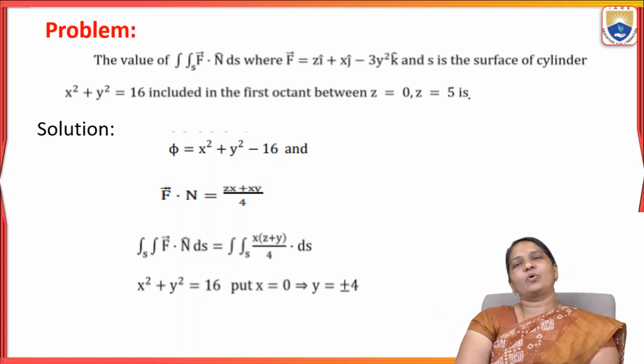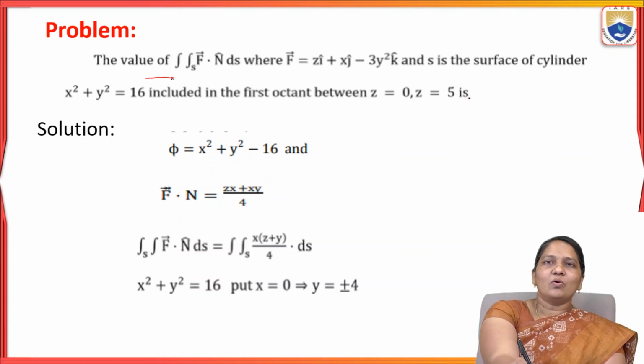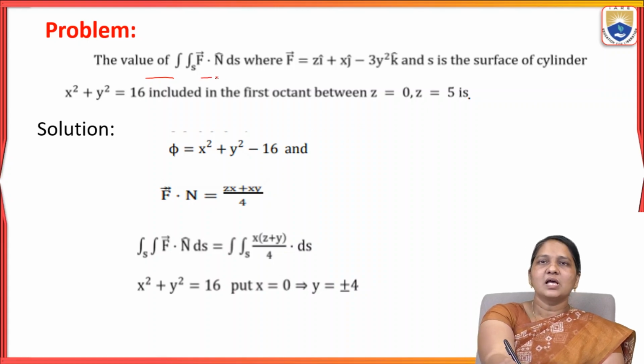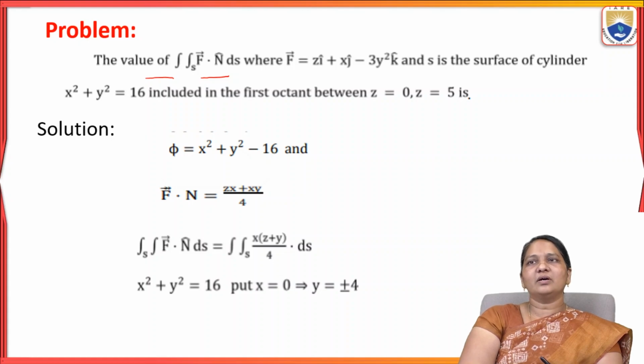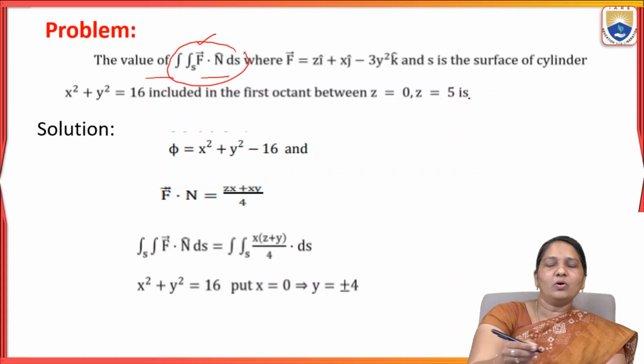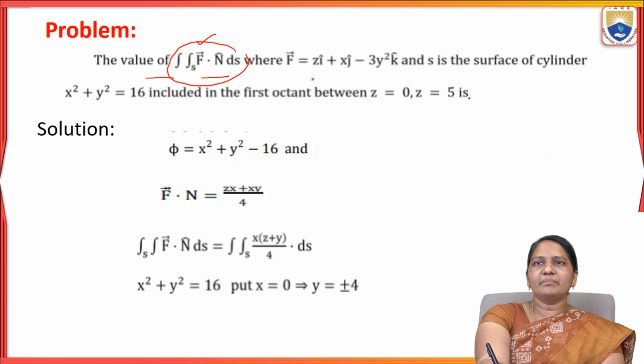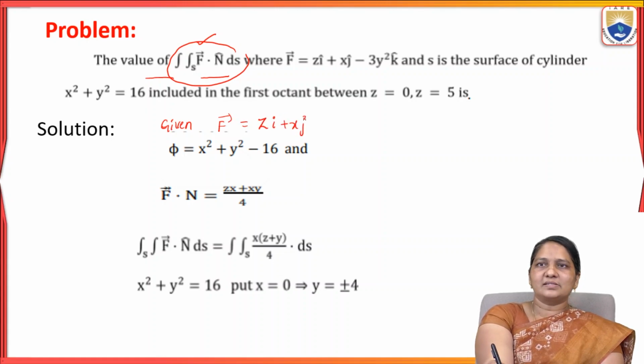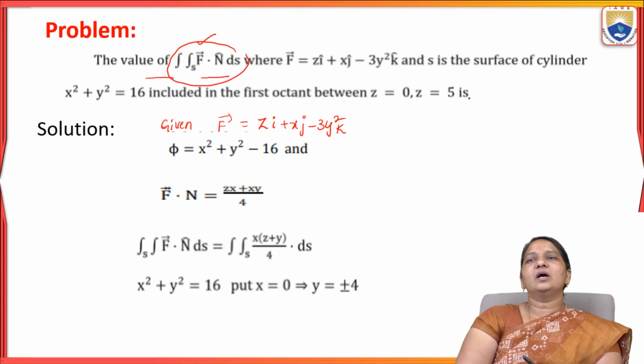Now you can see this problem. The value of the double integral over s, f bar dot n bar ds, where f bar equal to z i plus x j minus 3y square k. So what is the given vector? Given f bar equal to z i plus x j minus 3y square k. This is the f bar.